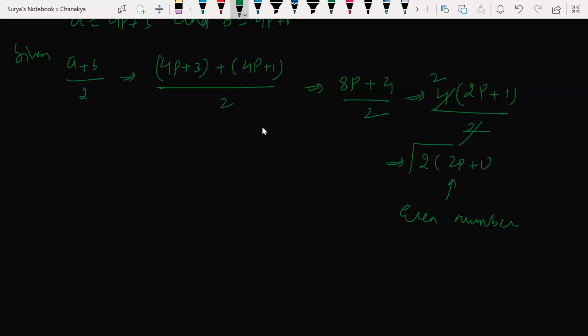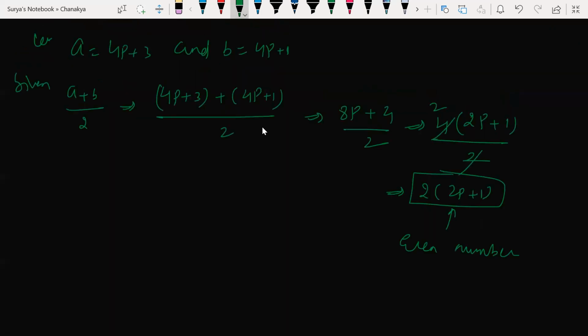Sir, but why did you take only 4p, like in the beginning, why did you take 4p only? Wait. You take any other number and try. If you take some other number, this answer will be differing, but it shows clearly an even number only. Understood my point? Sometimes look at this here, you might get 4 here. Then 4 times some number is always even or not. Correct? That is how I'm telling.